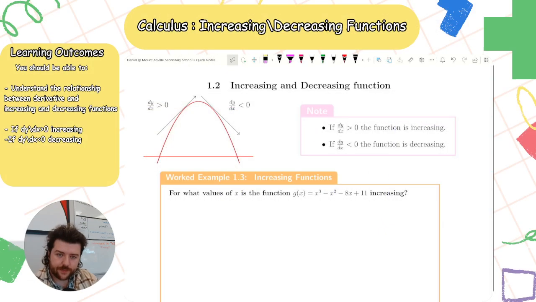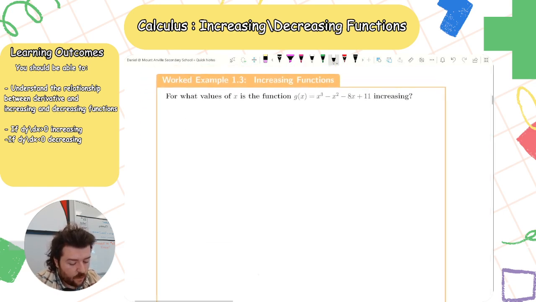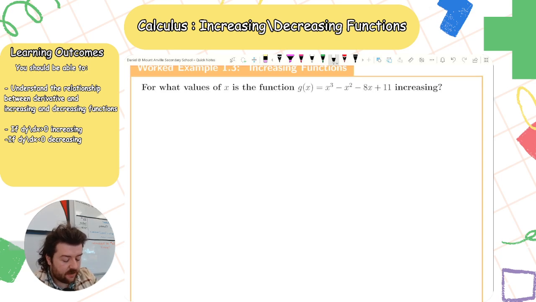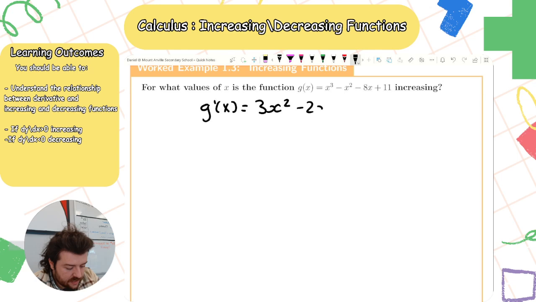Let's go back here. A function is increasing if the first derivative is greater than 0, and a function is decreasing if the first derivative is less than 0. So for what values of x is this function increasing? Find my first derivative. That is equal to 3x squared minus 2x minus 8. I want to find where it's increasing, so greater than 0. Now I have an algebraic inequality.